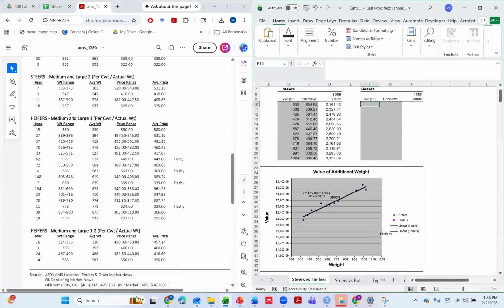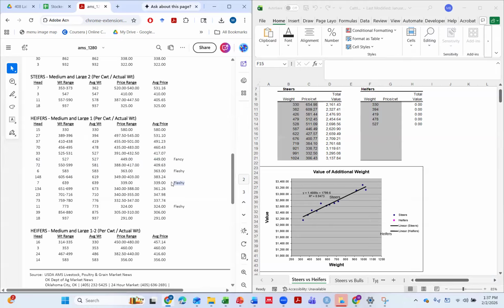All right, so now if I scroll down here to heifers, medium and large ones, okay, so we have a 330, a 394, 419, 478, 527. So this is a good example. Here we have a 527 heifer group that was designated as fancy compared to a group that averaged 527 that was just typical. And you can see that this fancy group got a $32 per hundredweight premium relative to this typical non-classified group. So fancy will typically receive a premium.